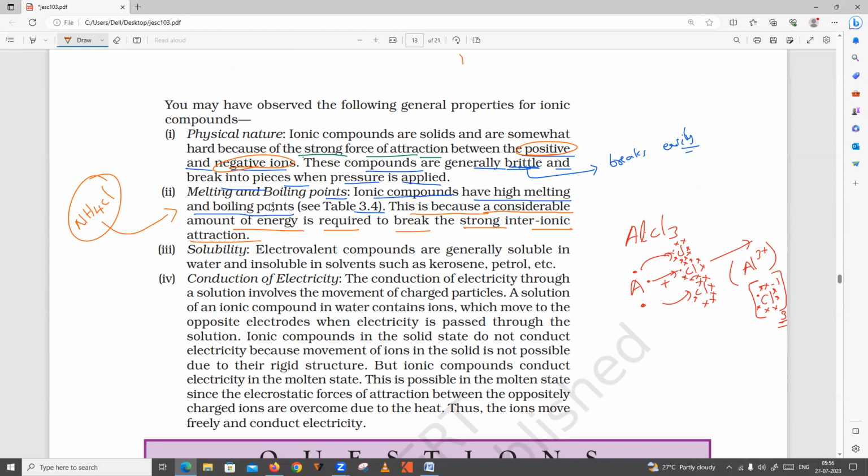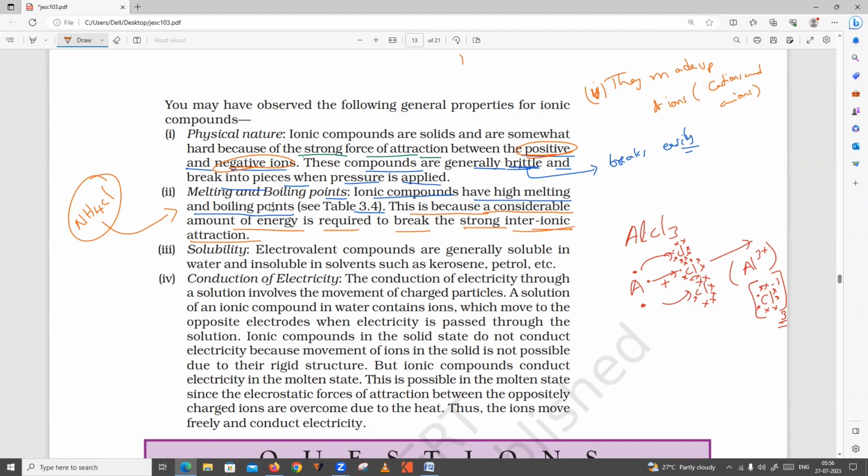So they are made up of ions. What are they made up of? One more point we can add: they are made up of two ions. What ions? Cations and anions. That is also one more point we can add. Four, five. This is next.